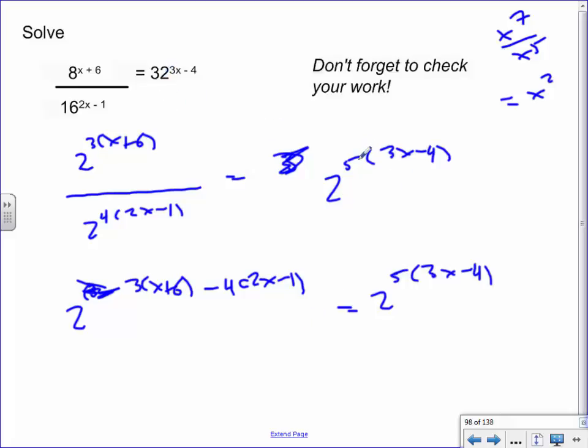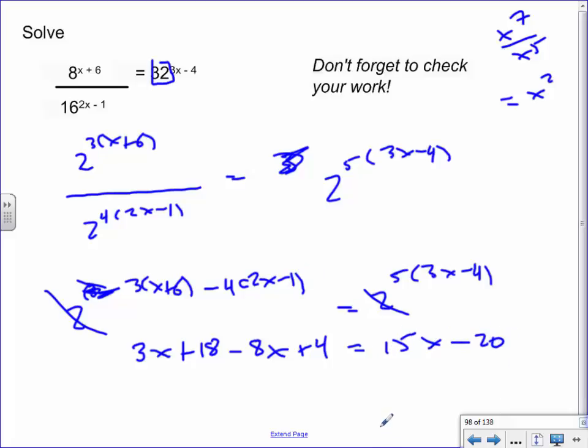32 is 2 to the 5. This 32 right here is 2 to the 5. But now I can cancel my 2's, and now I just basically have a line of linear algebra to work with. So let me know if I lose you. You've got 3x plus 18 minus 8x plus 4. Don't forget that double negative. The minus 4 times the minus 1 is a double negative. And then you have 15x minus 20. If it's okay with you guys, I'm just going to stop here. You guys know how to solve from this point, right? Combine your like terms, solve for x.